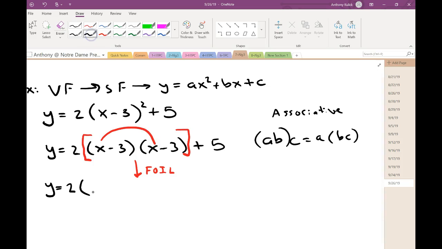So the first things we multiply are the x squareds. The outside things are the x and the negative 3. The inside things are the negative 3 and the x. And then the last things are the negative 3s.